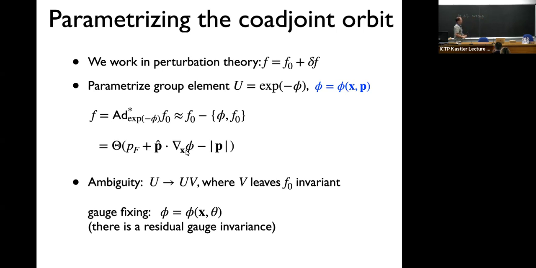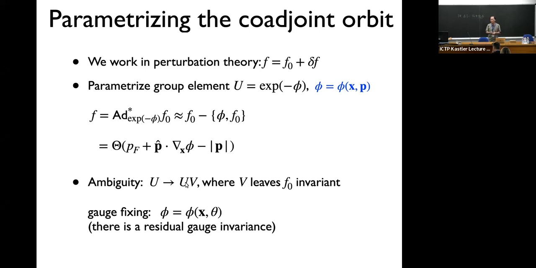Yeah, but it turned out that the coadjoint orbit does not depend on the choice of the reference point. You can choose a different reference point and get the same orbit. Now there is an ambiguity in the parameterization of the point of the coadjoint orbit as the elements of the group. Two different elements of a Lie group can correspond to the same point on the coadjoint orbit. That's because if I multiply this u by u times v, where v is the thing that preserves f0, then acting uv on f0 gives me the same as acting u on f0, because v doesn't do anything.